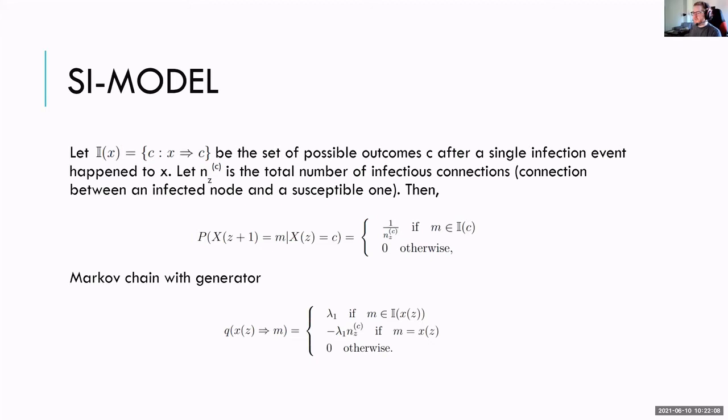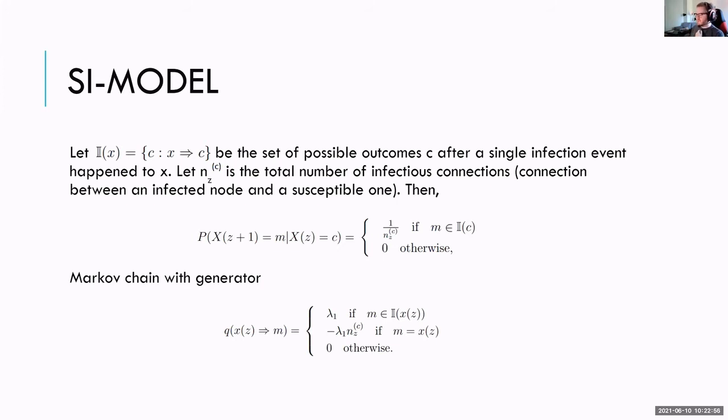So we let I be the set of possible outcomes after a single infection event happens to x, and let N(C) be the total number of infectious connections. In this case, it is not the number of susceptible nodes, it is the number of connections between an infected node and a susceptible one. So if you have just one node that is infected and it's connected to 4 susceptible nodes, N(C) is 4. But in theory, we could have had millions of susceptible nodes that are not connected to this infected node. And so it's important to know that this is the number of infectious connections.